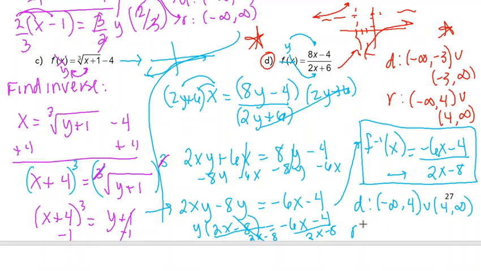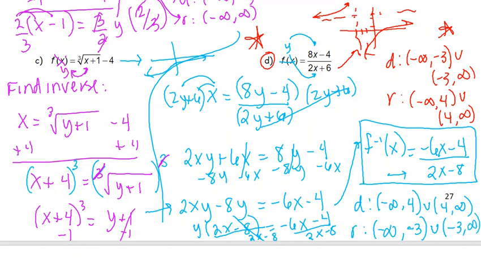And the range is the horizontal asymptote, and that comes from the degrees. The degree of the numerator and the denominator is equal. So you divide negative 6 by 2, the leading coefficients, and you get y equals negative 3. So that's the horizontal asymptote, which affects the range. Negative infinity to negative 3, union negative 3 to infinity.